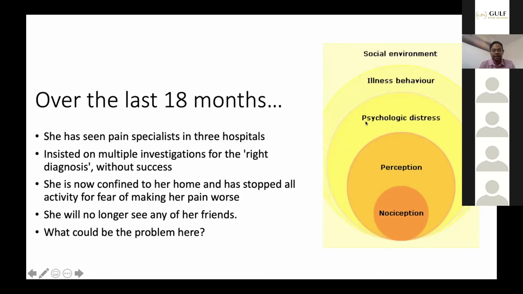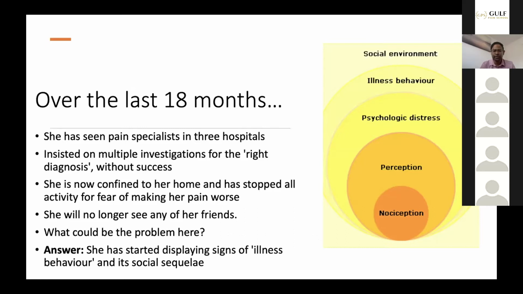And coming to 18 months now, she has been to specialists in 3 hospitals, multiple investigations, and she's confined to her home. She's having fear of making her pain worse, and she's not as mobile as she was, and she doesn't want to see any of her friends.